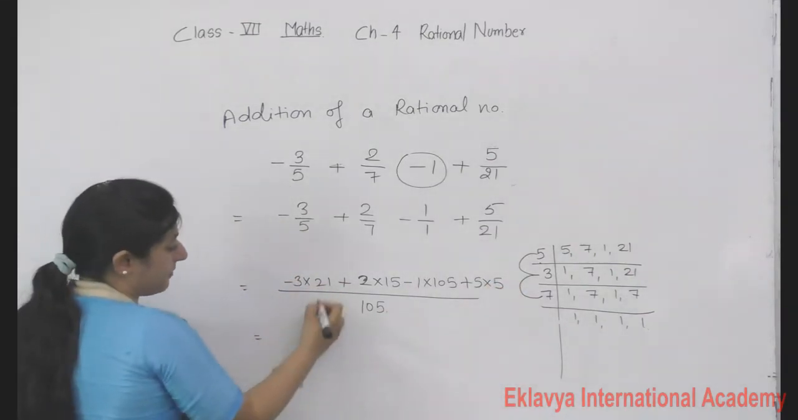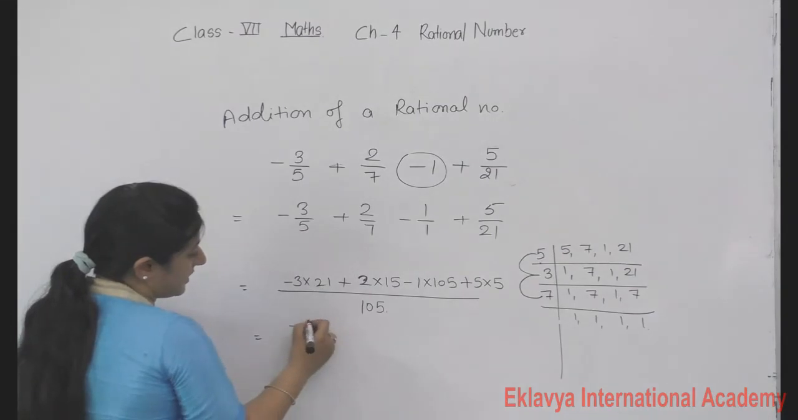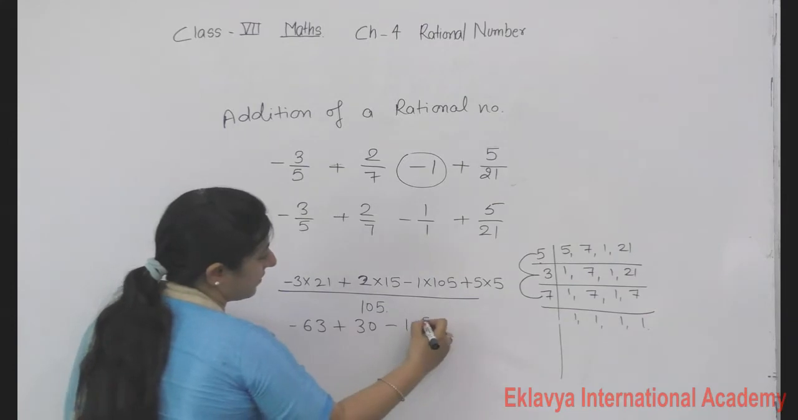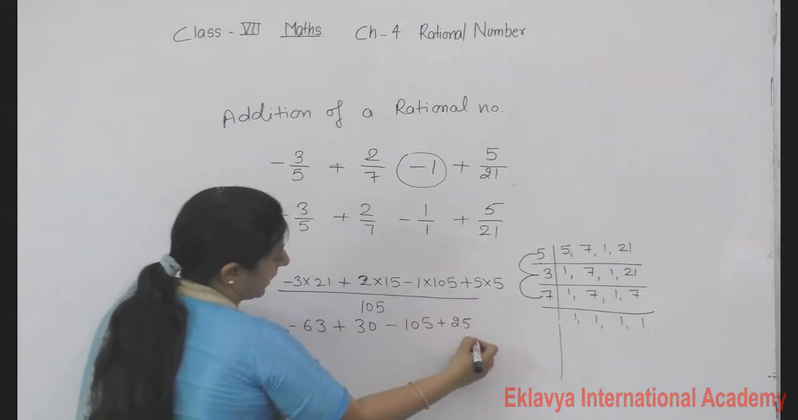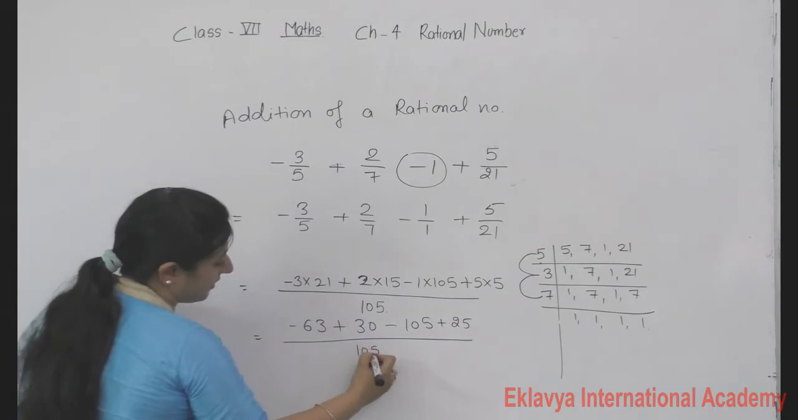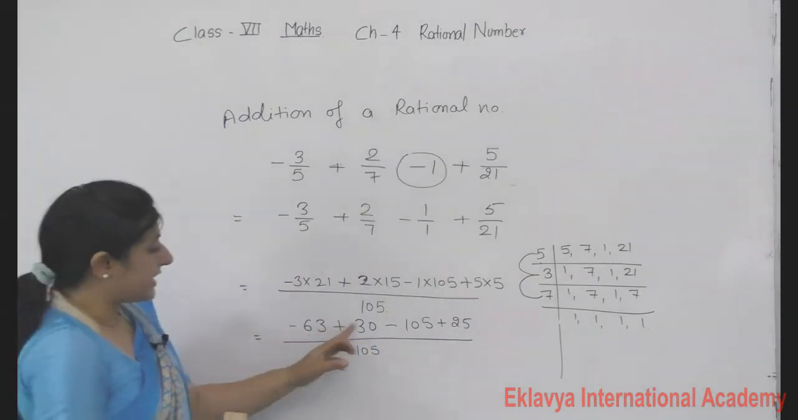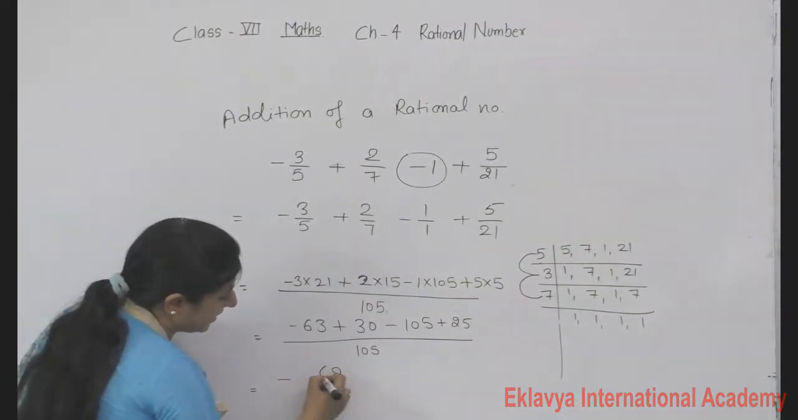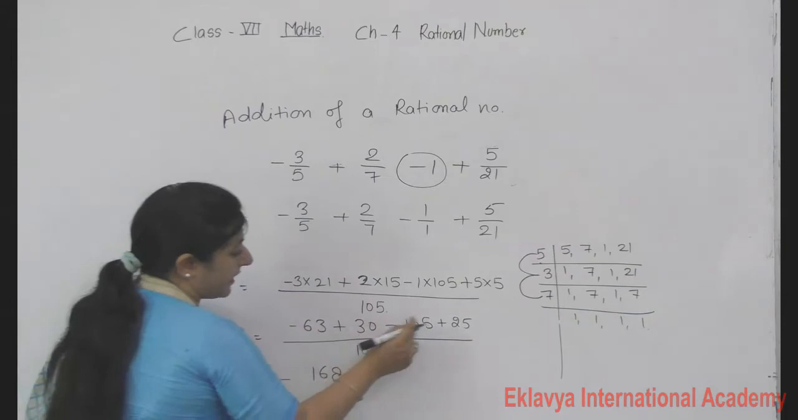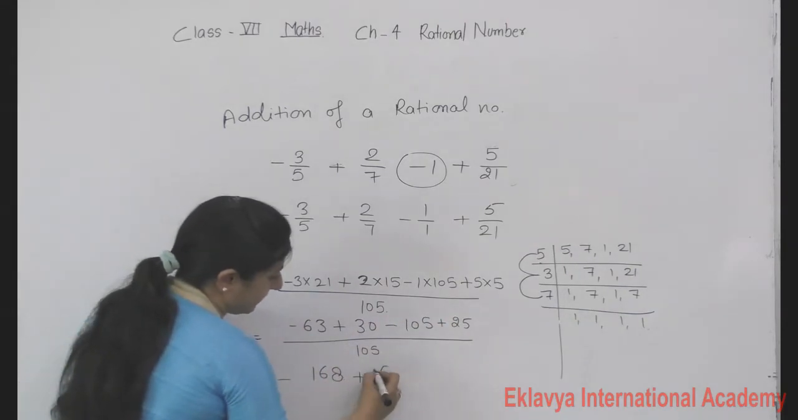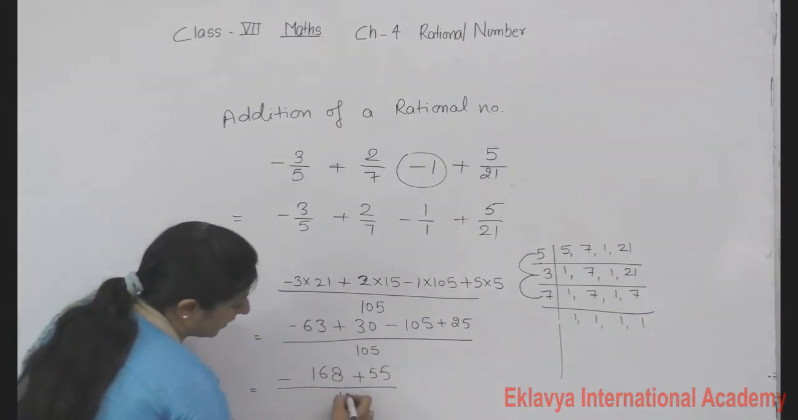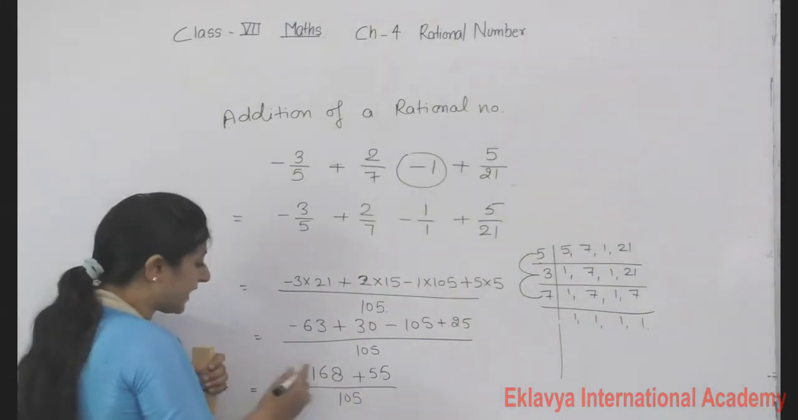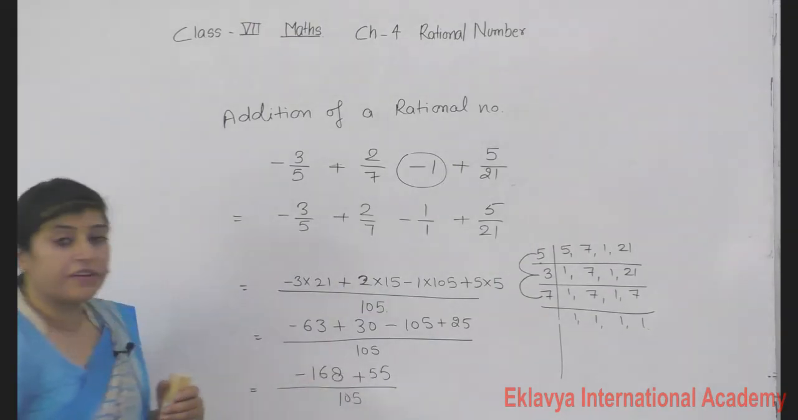Now check it. Minus 3 1s are 3, 3 2s are 6, 63 plus 30 minus 105 plus 25, divided by 105. Minus 63 minus 105, that becomes minus 168, plus 30 plus 25, 55 divided by 105. Now see, this one is minus 168 and this is plus 55.